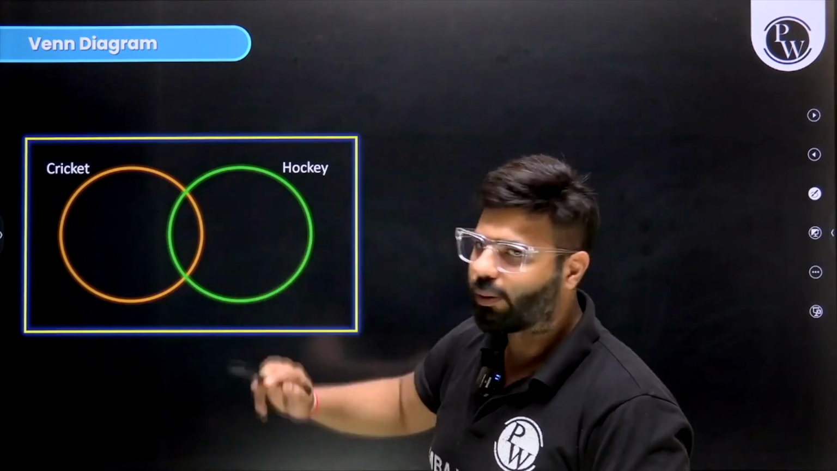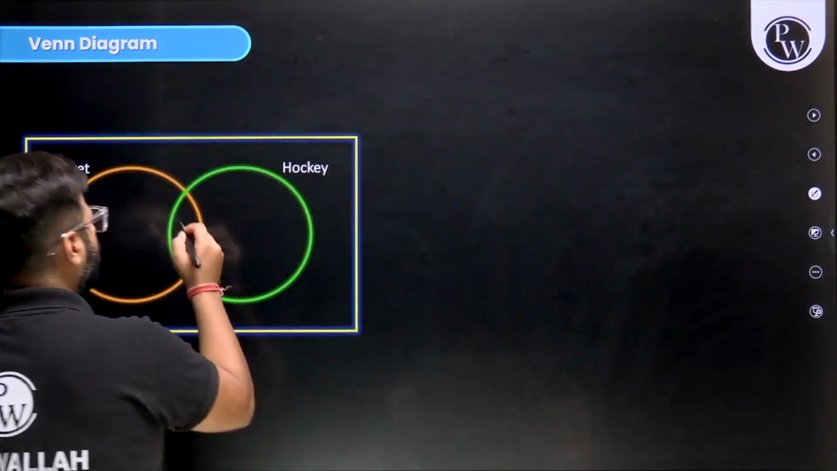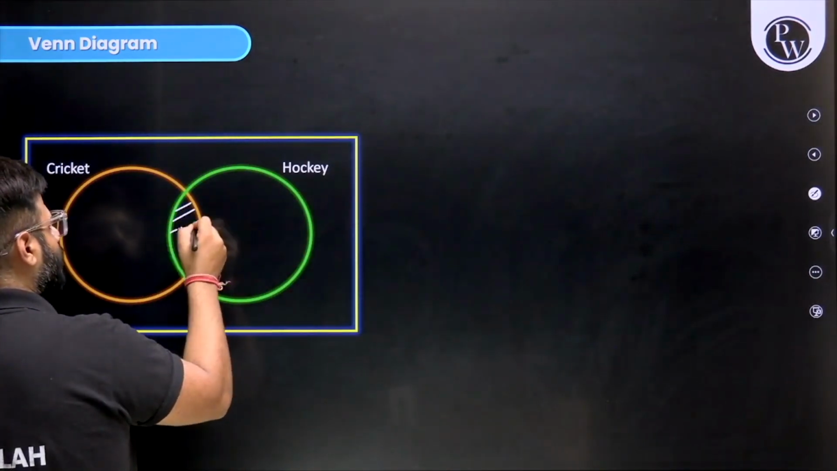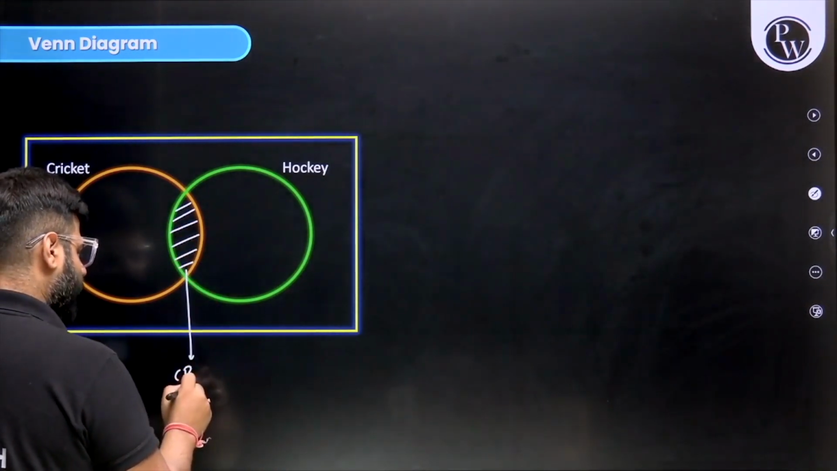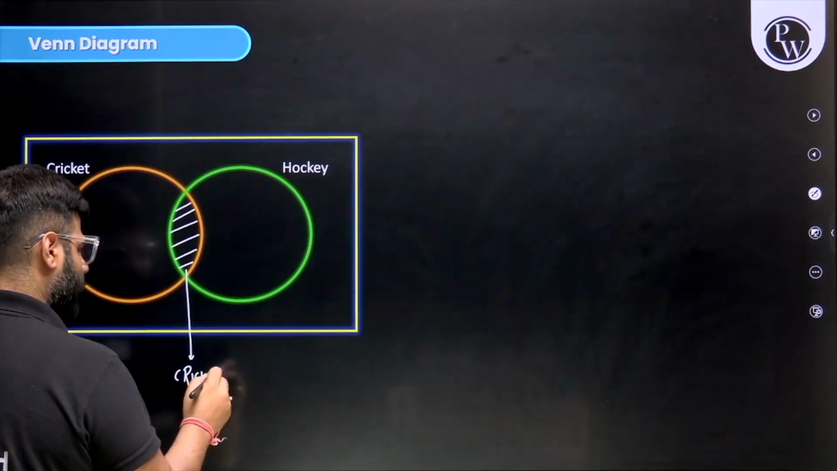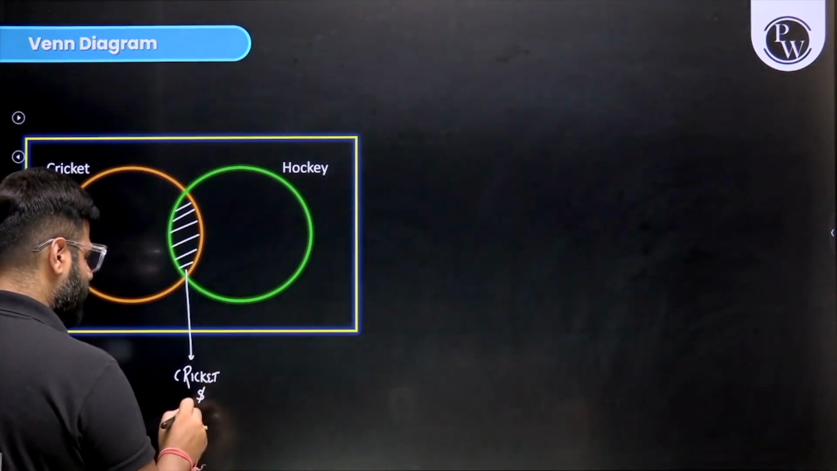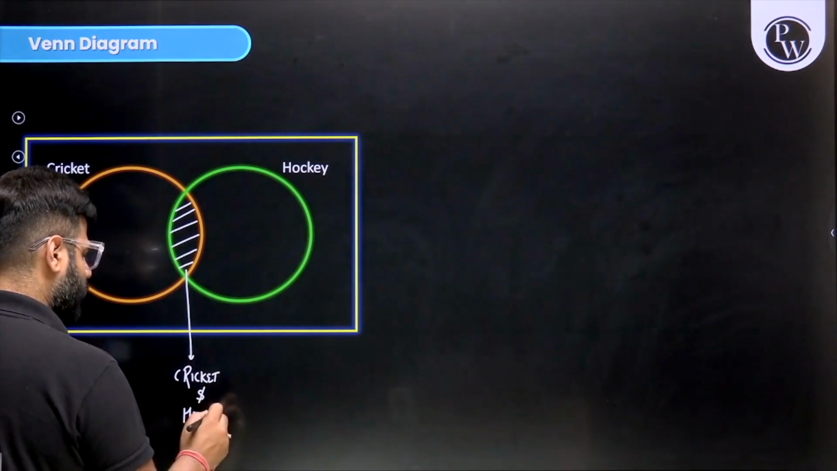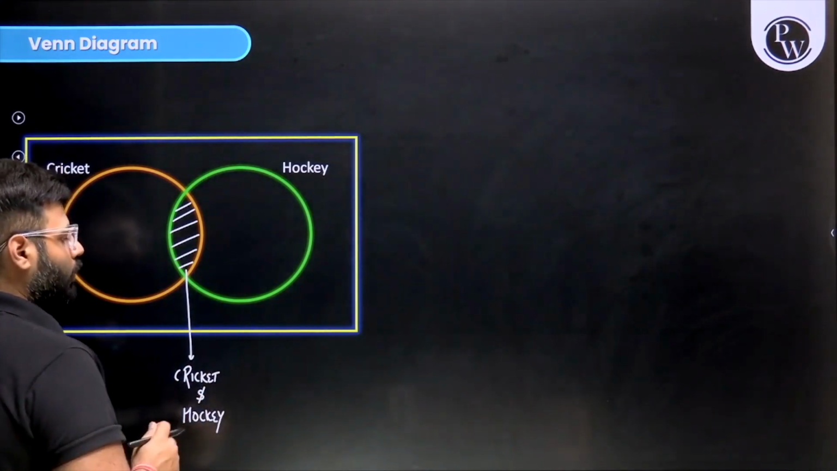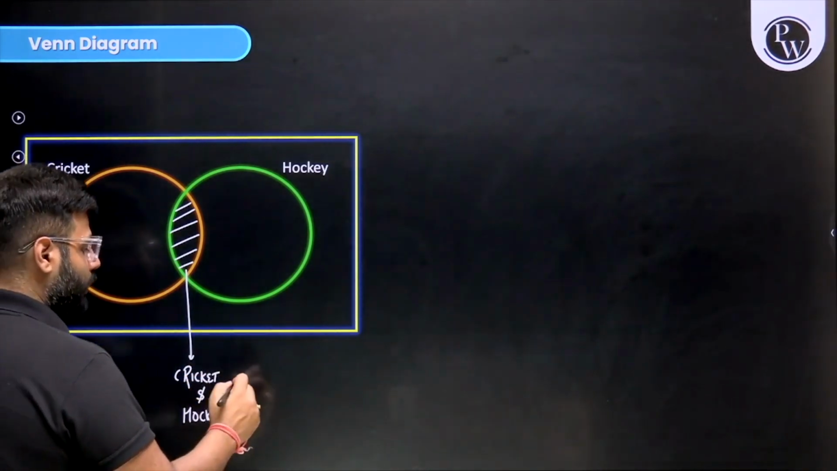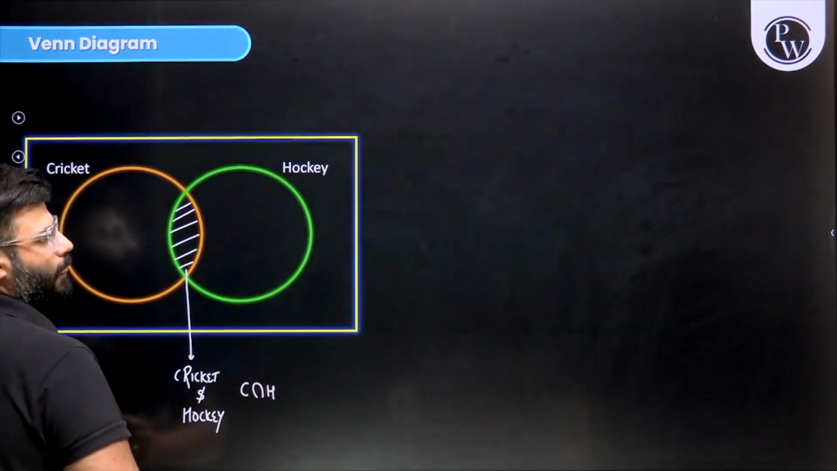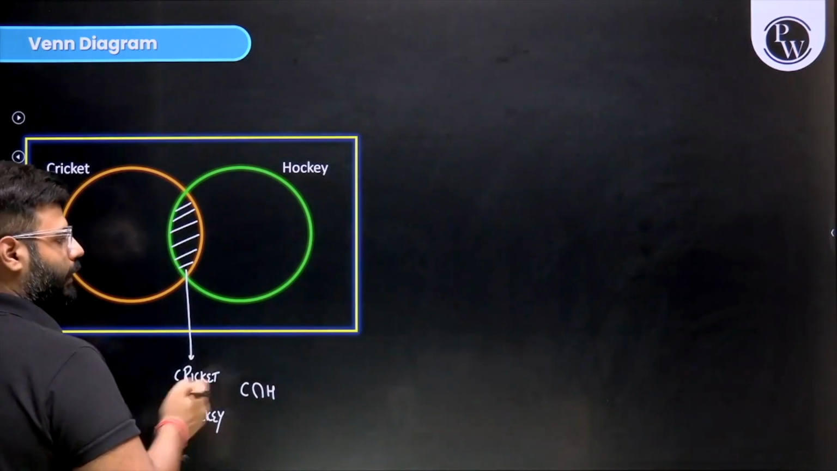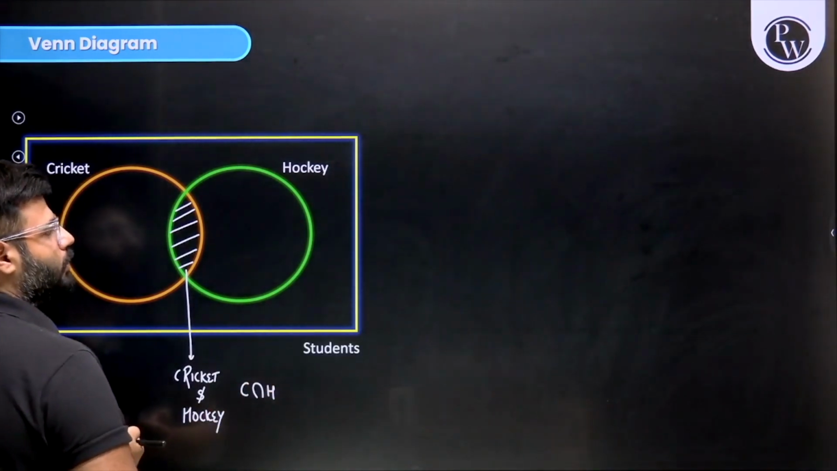Now do you see there is a common area? This is the part, guys, where the people who play cricket as well as hockey are. These are the people who have chosen cricket as well as the people who have chosen hockey. So do you remember cricket and hockey? So this is the C intersection H area. And then you have this as the entire students.